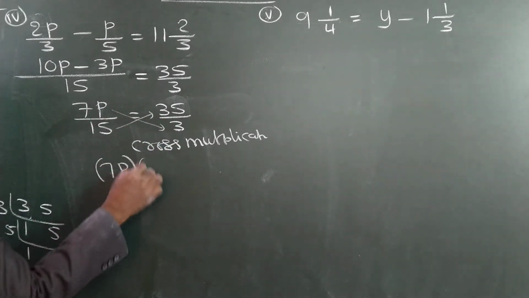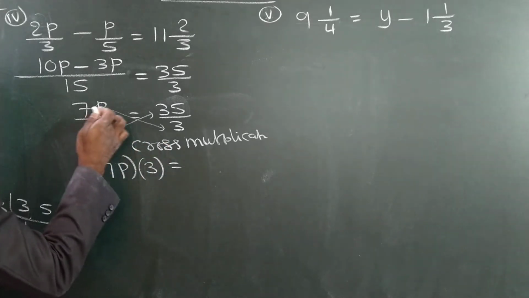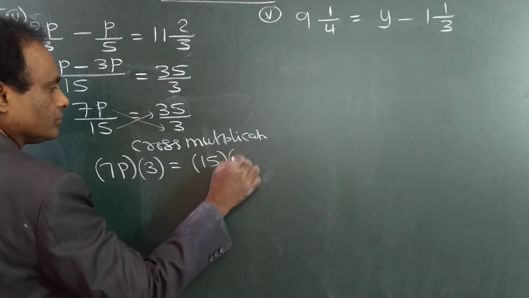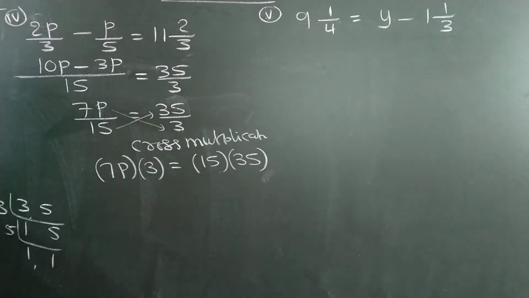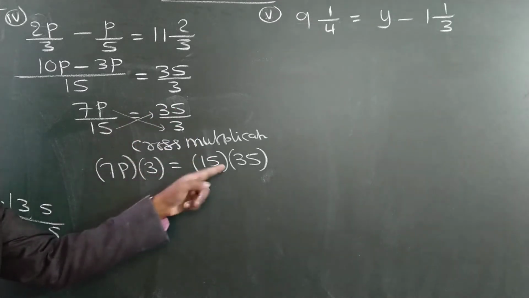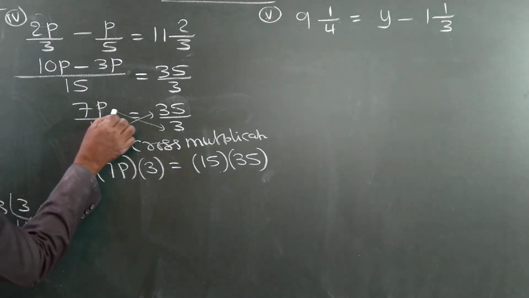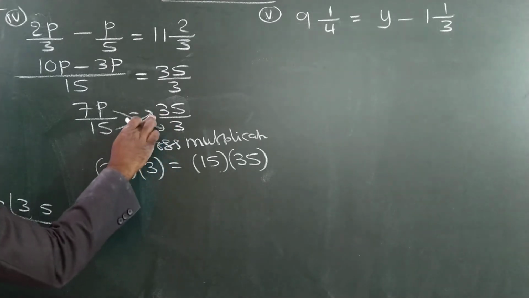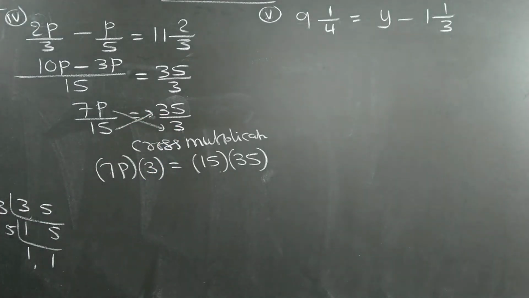7p into 3 is equal to 15 into 35. So this into this, denominator, this into this, numerator. That is called cross multiplication.